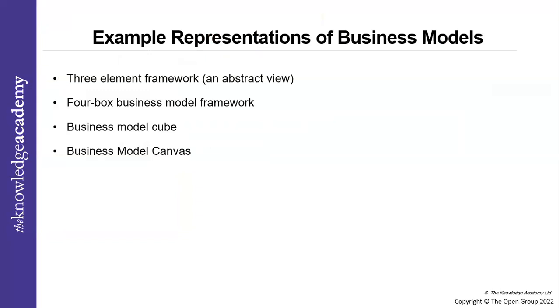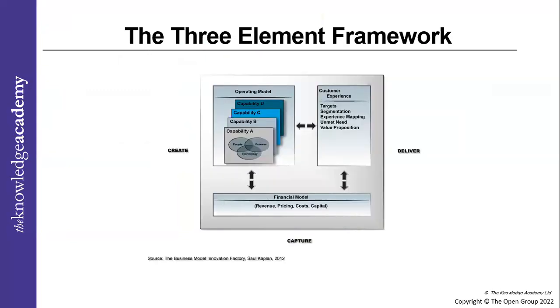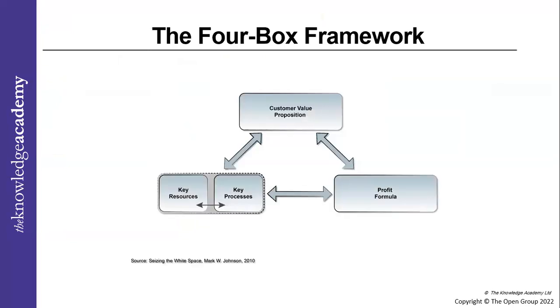If you look at business models, there are different types of business models, correct? For example, the 3-element framework, the abstract view, then the 4-box model. All these are reference models I can use. Got it? First one, the 3-element framework, is a basic abstract model showing 3 different elements. The next one, the 4-box framework, is a little more detailed. It shows the key resources required, the process, the value proposition, and the profit formula. It's a reference model.